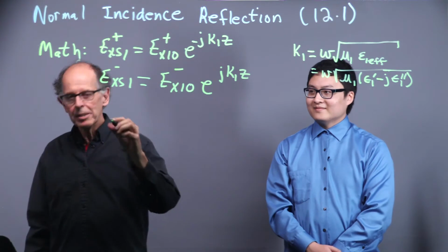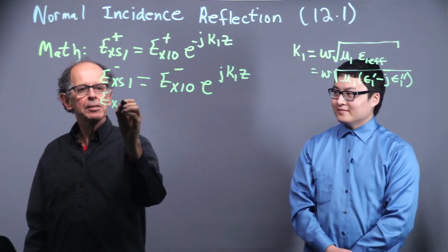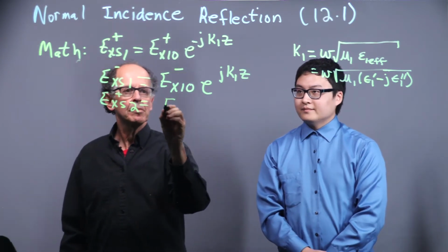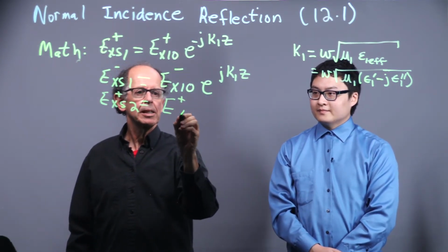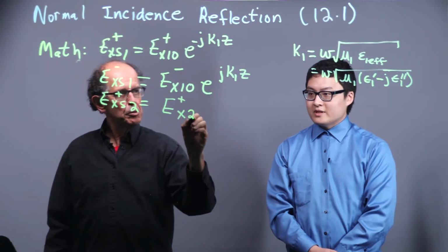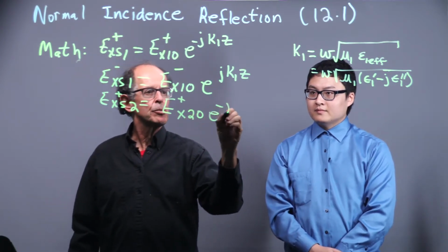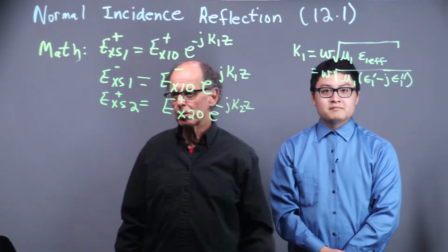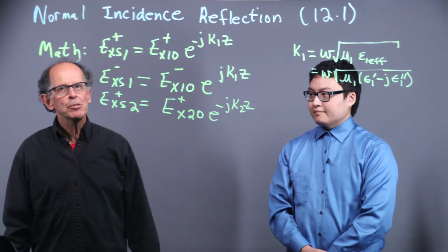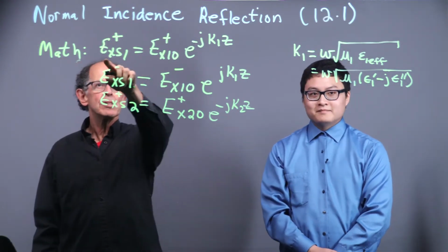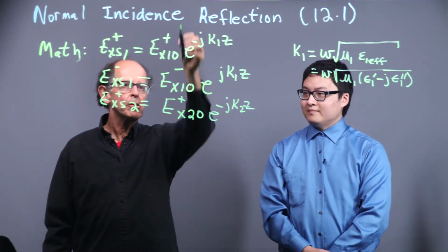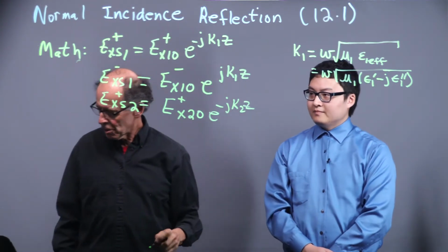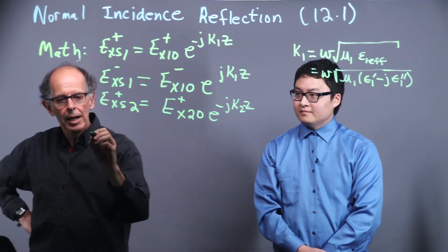And it's clear what the electric field is for material 2: E_x2,0+ e to the minus j k2 z. So k2 would be all these things with 2's in them. And now let's do the magnetic fields. By the way, this is x component only, so it's going along the x-axis, and the H is going out of the page in the y-axis, so let's do this.